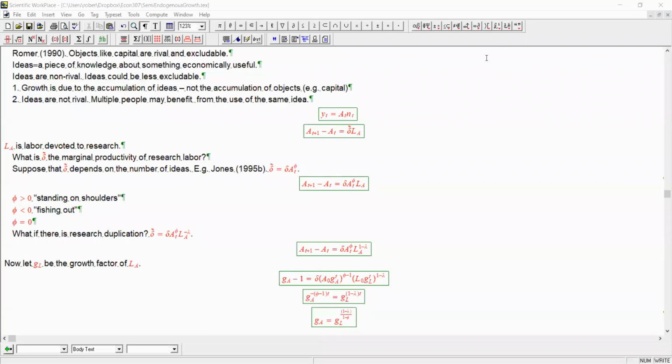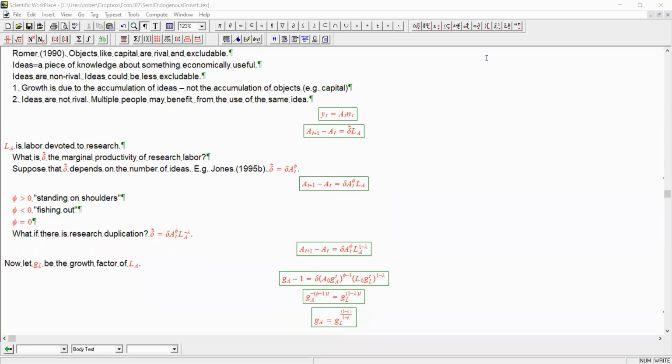This is known as the scale effects problem, and any good model of economic growth needs to make sure that it doesn't experience this scale effects problem, which means that it should not be the case that larger economies grow faster.